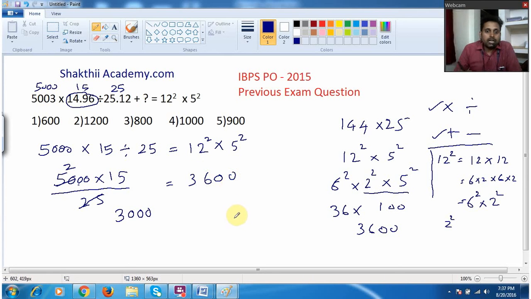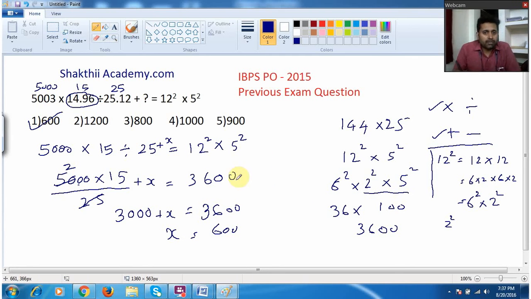3600, correct? Now in the left side I have 3000, in the right side I have 3600, and I am also left with plus this question mark, which I can consider as x. So 3000 plus x is equal to 3600. So that means x is equal to, what do you get? 600. That means what is the final answer? You can go for this option.